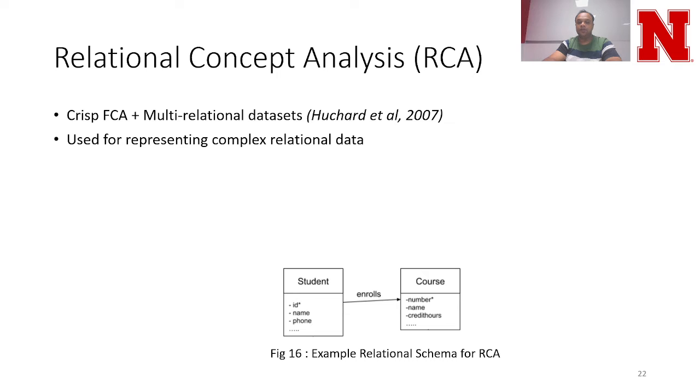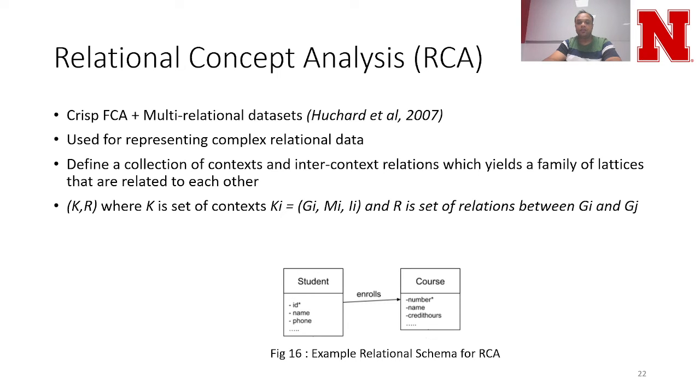Let's say we have a student table and a course table. Student has ID, name, and phone as attributes. Course has name, number, and credit hours, and there is a relationship that a student enrolls in a course. Each of these can now be extended by defining a collection of contexts and inter-context relationships. So basically this ends up giving us a family of lattices and a family of concepts. So here there is a set of contexts Ki, with a set of objects Gi, Mi, and Li. And Ri is a set of relationships between Gi and Gj.